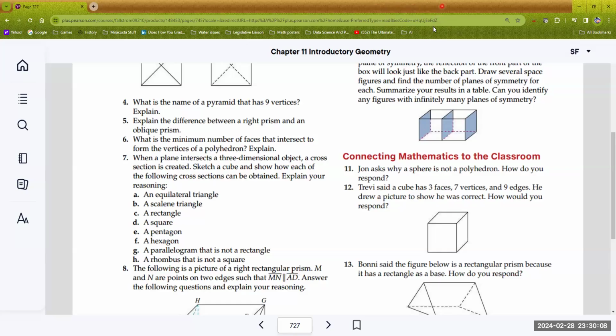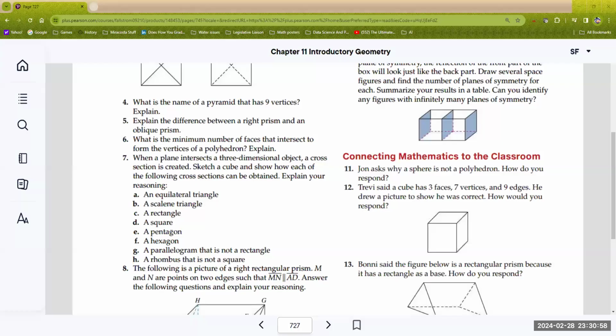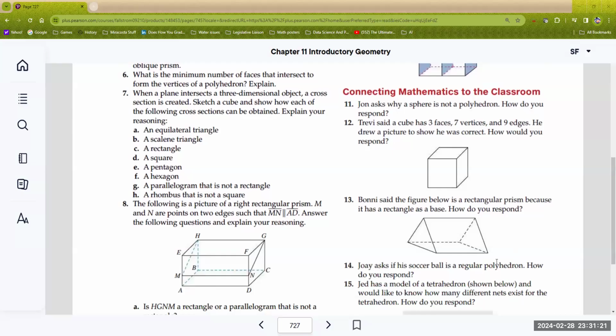All right, let me hit pause here and grab the book. Well, looks like the authors and I are on the same page when it comes to this. They also said the minimum number of faces that intersect to form the vertices of a polyhedron has to be three. I'm trying to think if I could get more than that. For the polyhedra that we tend to have, I think three is what you always get when you're intersecting them, because that's where the intersection of three line segments would be.